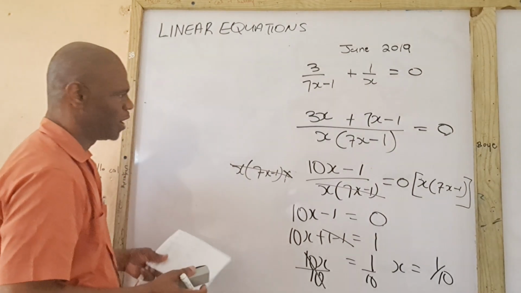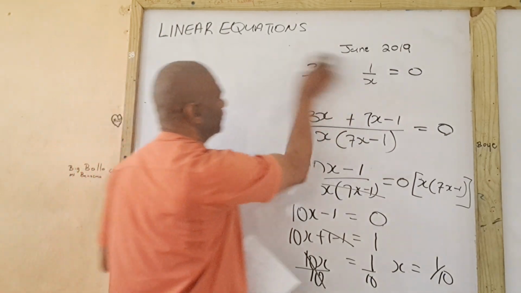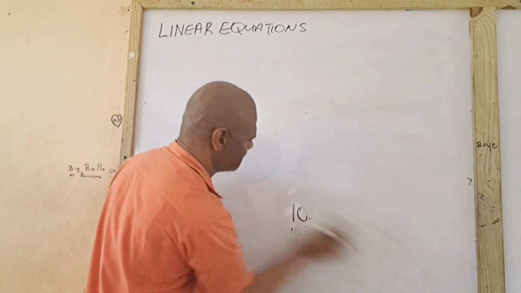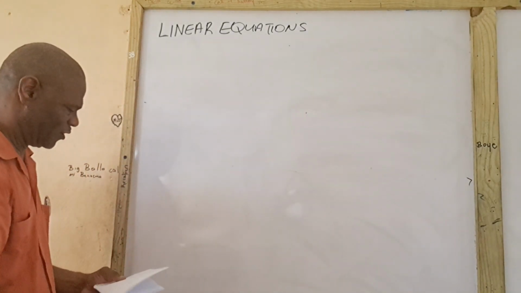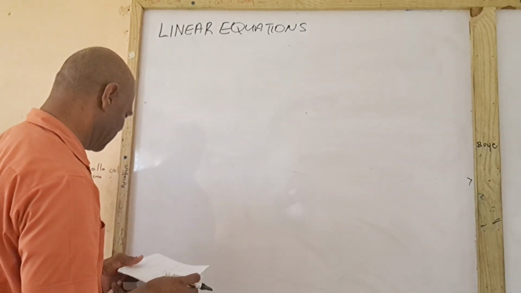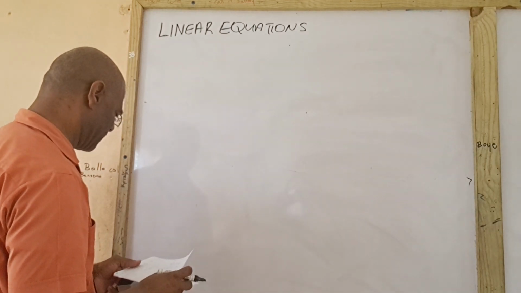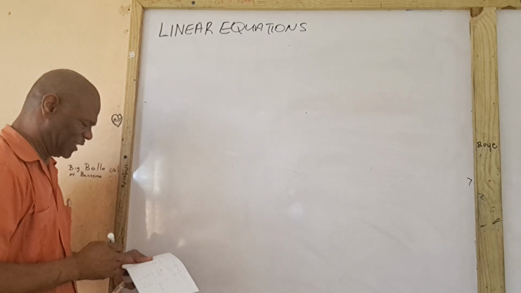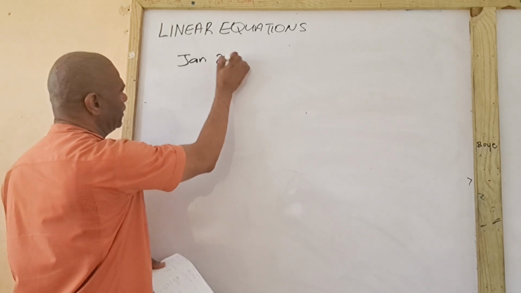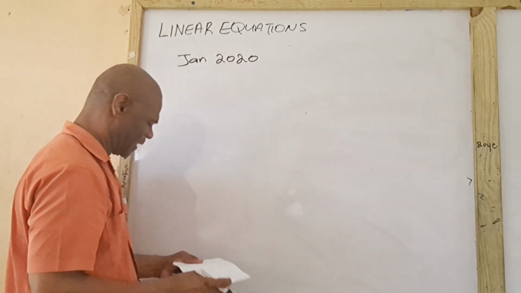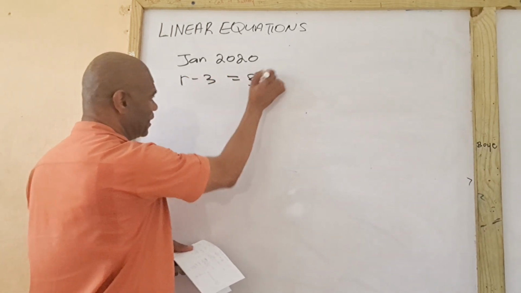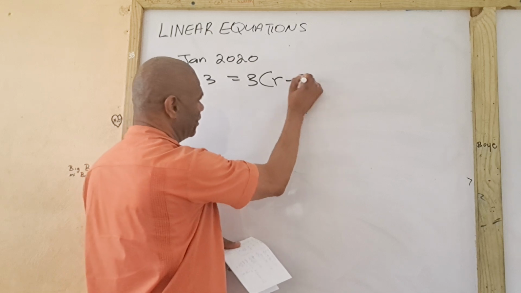Alright. Let's do one more. Alright, we're going to look at the June 2018, no, June 20, very wrong. That one was June 2018, January 2020. So this one is January 2020. And it says r minus 3 equals 3 times r minus 5.